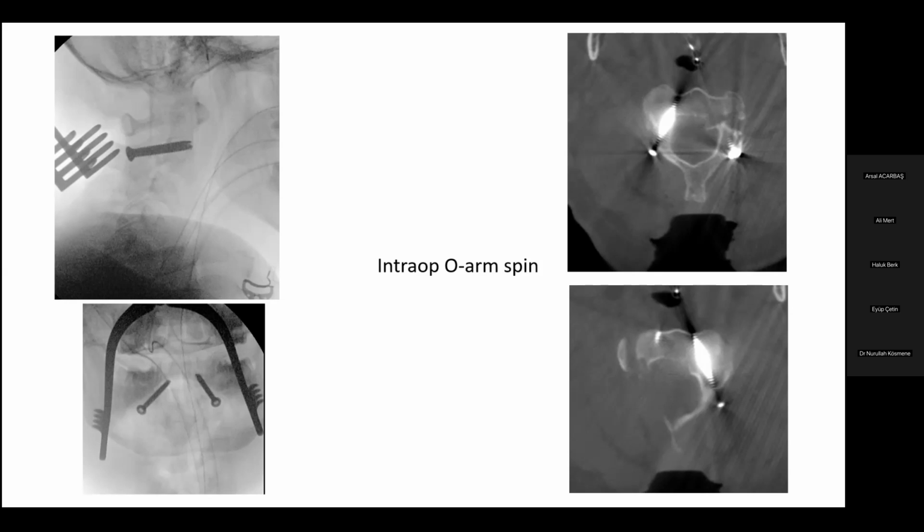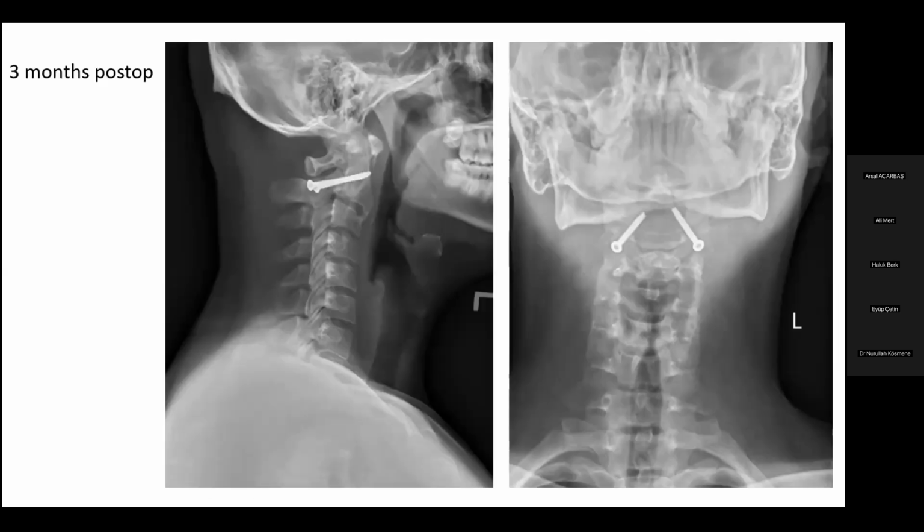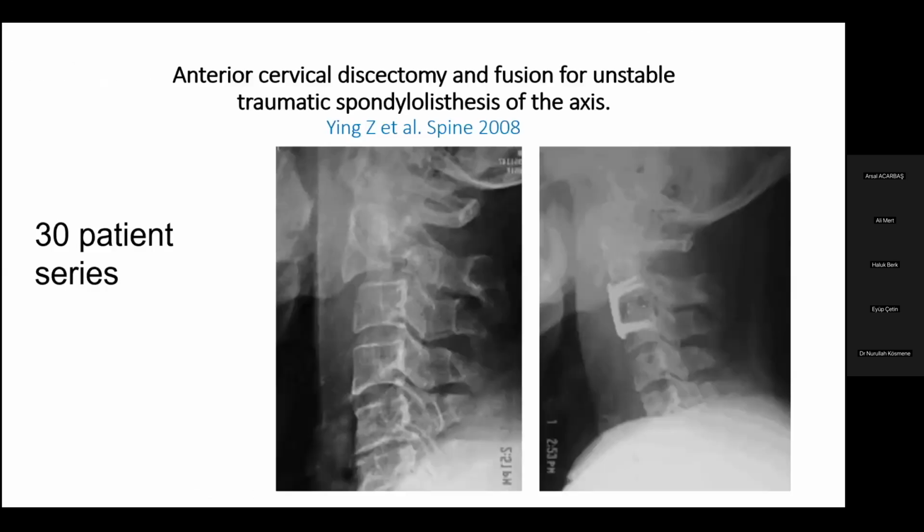And then we did an O-arm spin, and you can see the position of the screws and how it pretty nicely reduces the fracture and controls the fracture. This is 3 months post-operative visit on that patient. You can still see a little bit of angulation. The other choice that seems to be popular is a direct anterior cervical disc fusion. And again, these are mostly case series. This is a case series, just an example of 30 patients. And we'll talk about some of the potential problems with that.